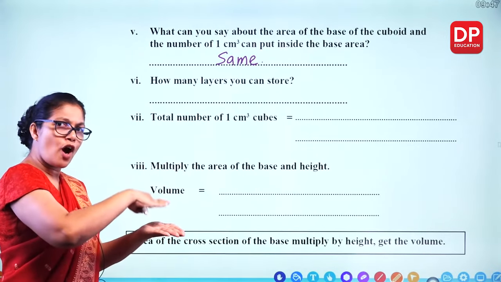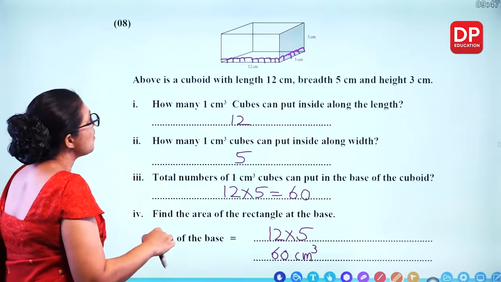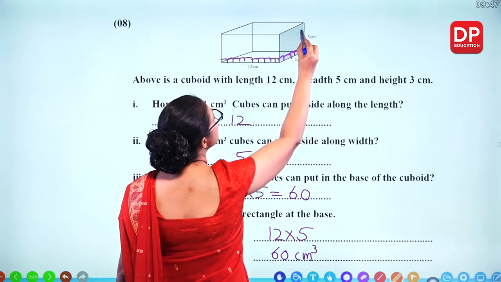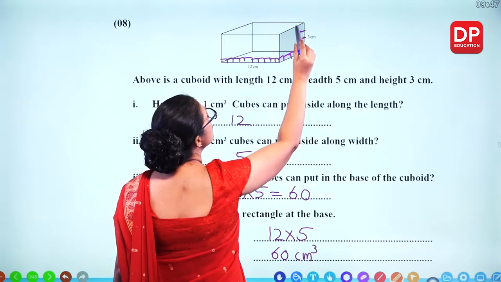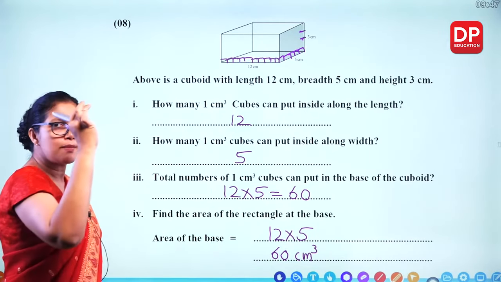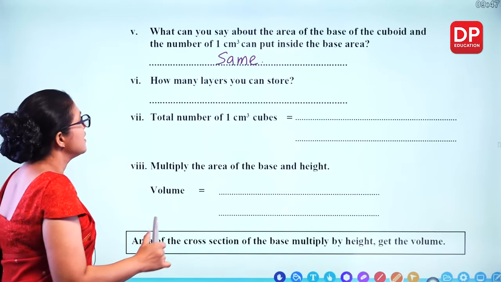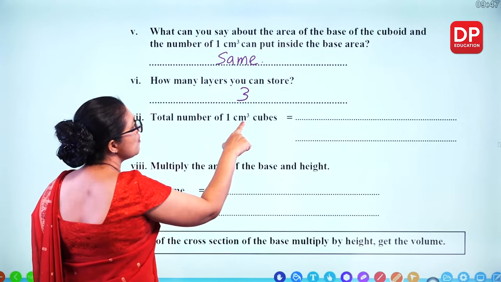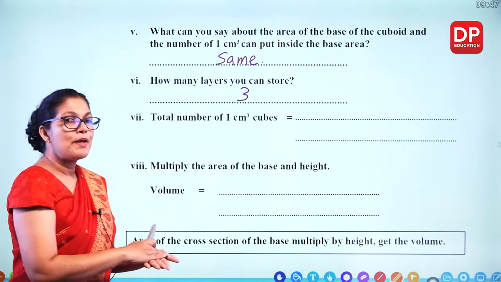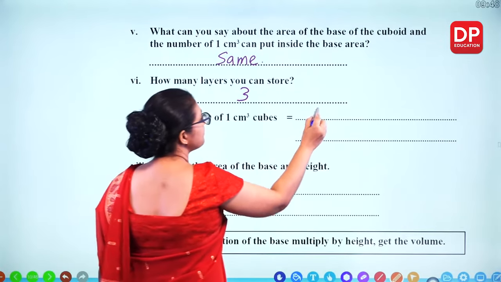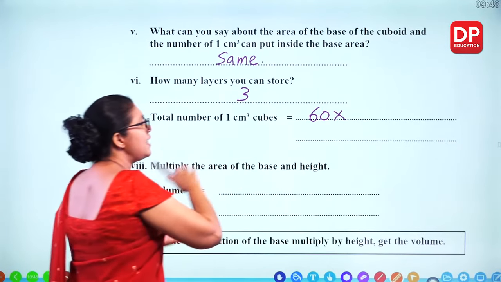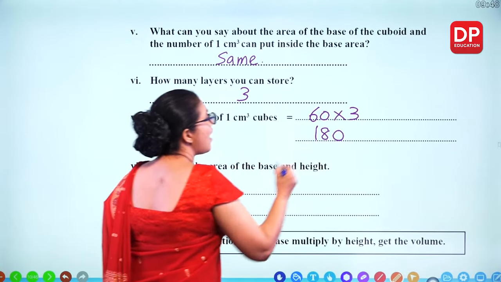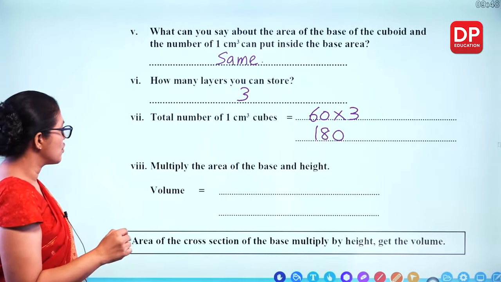So now think about how many layers there are. In this one, the height is 3 centimeters. So we can put 3 layers. 1, 2, 3, because each layer is 1 centimeter. So we can put 3 layers. Total number of 1 cubic centimeter cubes: in the base, 60. And 3 layers like that. 60 times 3. Altogether, 180 cubes we can put.